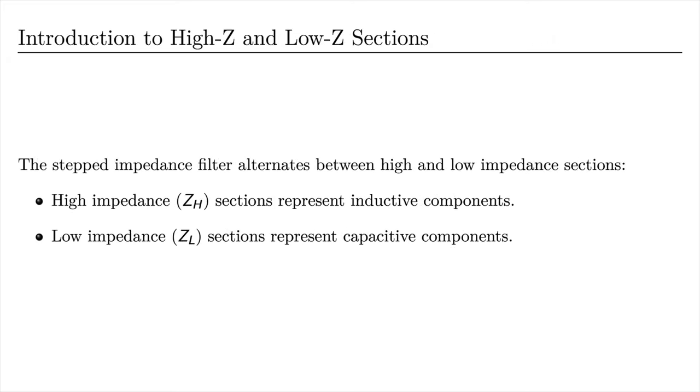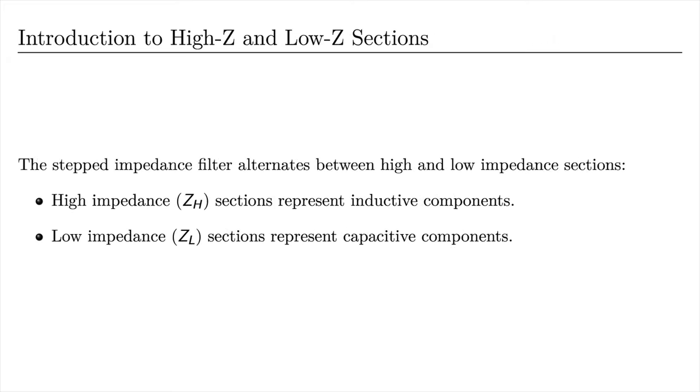To analyze the filter's performance, we calculate the ABCD parameters for each transmission line section. A equals D, both equal to cosine of beta L. B equals jZ0 times sine of beta L. C equals jY0 times sine of beta L. These parameters are derived from transmission line theory and are essential for understanding filter response.